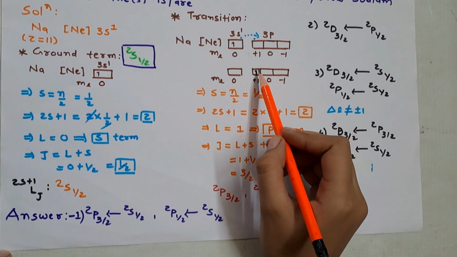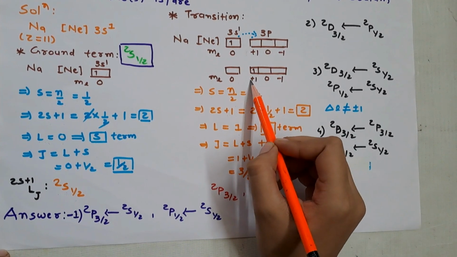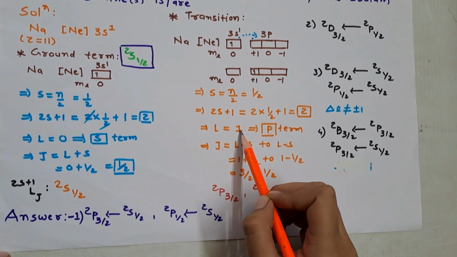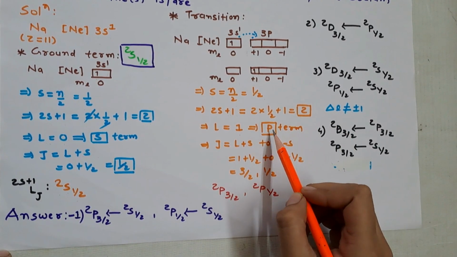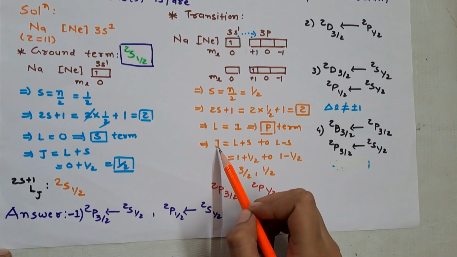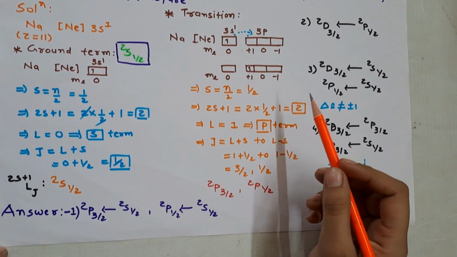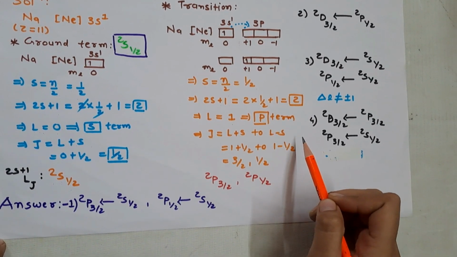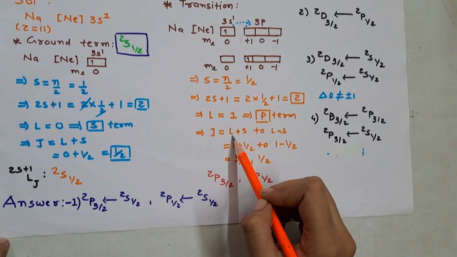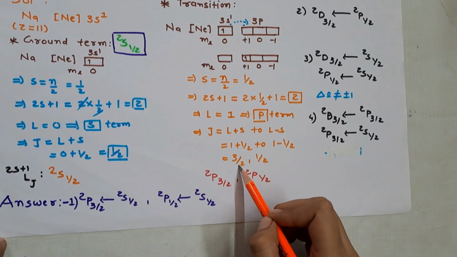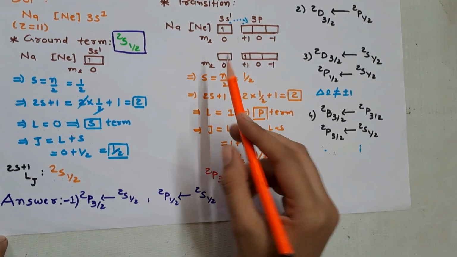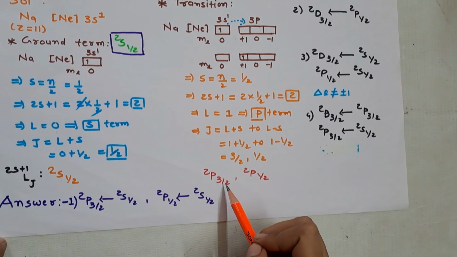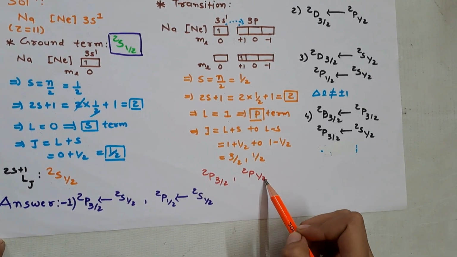Here the single electron present in the 3p orbital, so its angular quantum number is 1, which corresponds to the P term. Now we will calculate the J value. So it is from L plus S to L minus S. By substituting the values of L and S, we will get 3/2 and 1/2. So the possible terms of the excited state are doublet P 3/2 and doublet P 1/2.